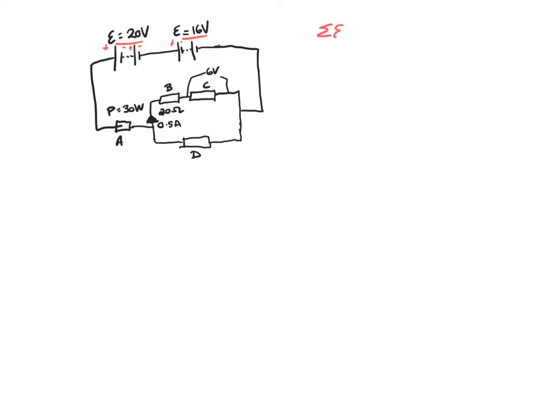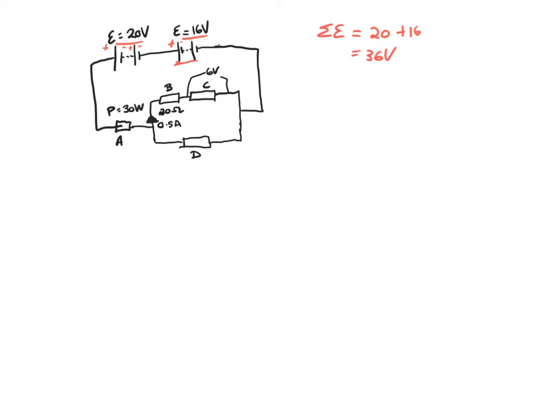So the sum of EMF should be 20 plus 16. If the batteries here were reversed in the other direction, so it will be negative to positive, then I will have to subtract because it's in the opposite direction. So I have to consider the polarity when I take the total EMF. In this case, it's in the same direction, so we have 36 volts of total EMF in the circuit.